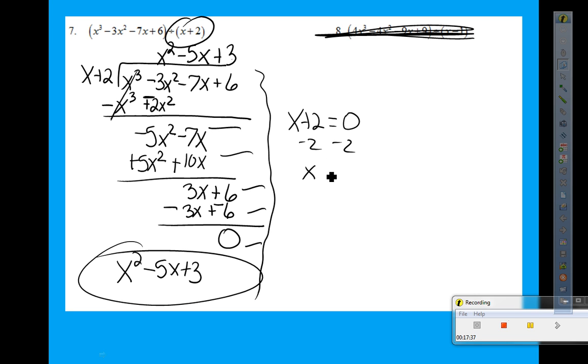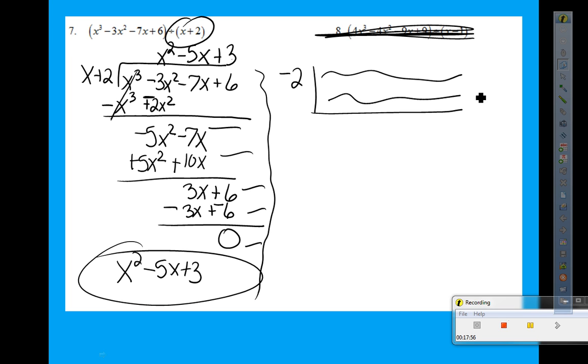Subtracted 2 from both sides, so x equals negative 2. Remember negative 2 for 1 second. Here's what he did. He set that equal to 0. He put a negative 2 out front, and he put a large upside down division sign. He left enough room that he could write 2 lines of numbers. And then he listed the coefficients of what you're dividing into.